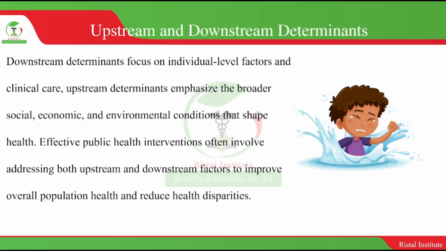Downstream factors are those that focus on individual level factors. The person is already drowning, I need to deal with that person. The person is already having diabetes, is already having hypertension, so you deal with that. That is basically clinical care. And then upstream, which is broad: what are the things making the people to drown, or what are the things making the people to get sick? Is it social, economic, environmental, behavior? Then you deal with that. So usually in public health, you deal with upstream and downstream factors. So you can have upstream interventions and downstream interventions. I hope you have got that very well.